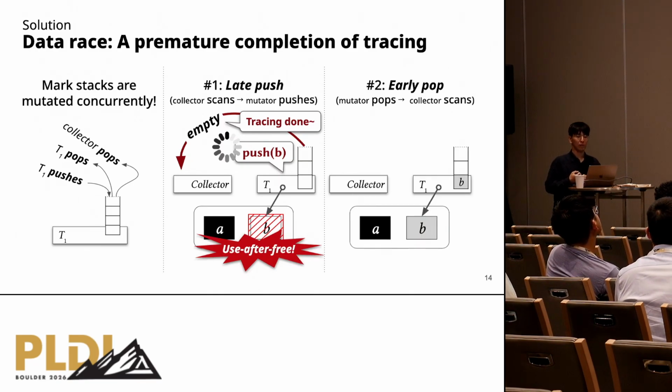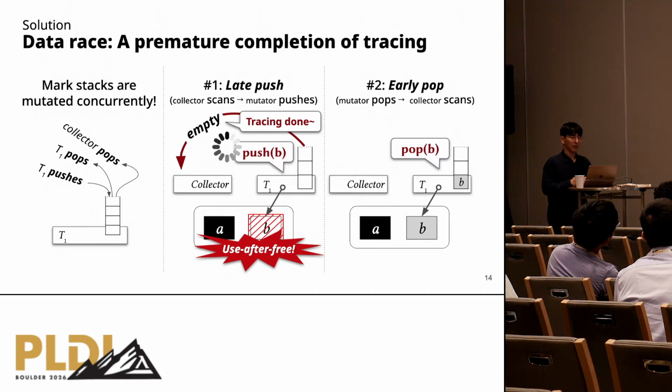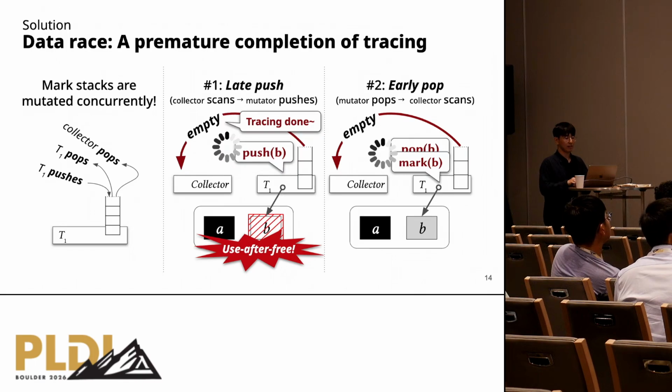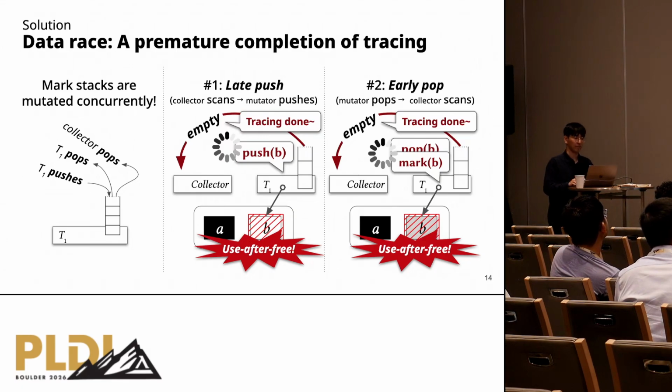The second is early pop. Again, the mutator holds the only reference to node B, but a mark task for B is already on the stack. The mutator pops B to process it, which empties the stack, and it starts to mark the node, but before it finishes, the collector scans, declares tracing is done, and B is freed. The same use-after-free.